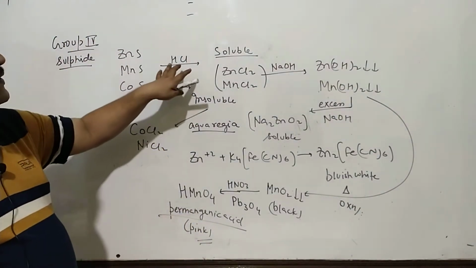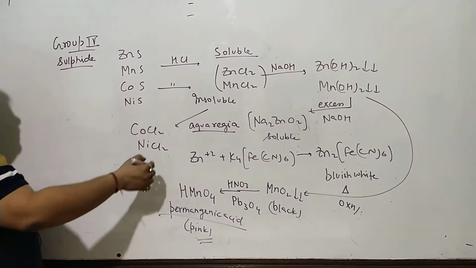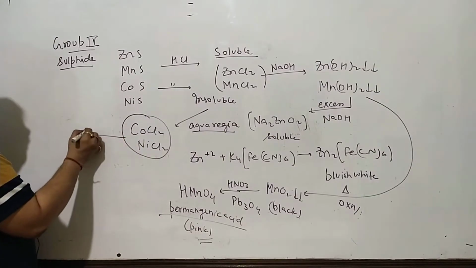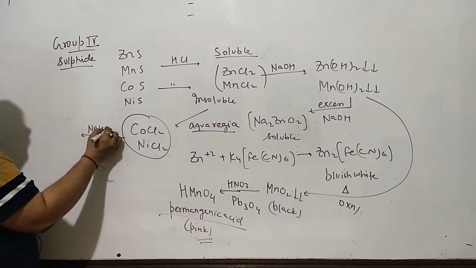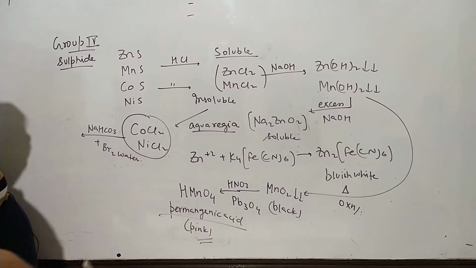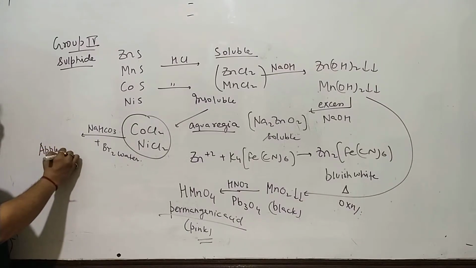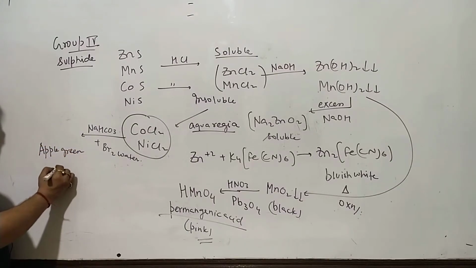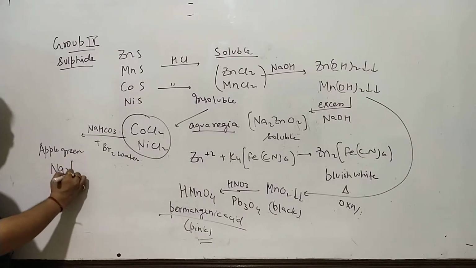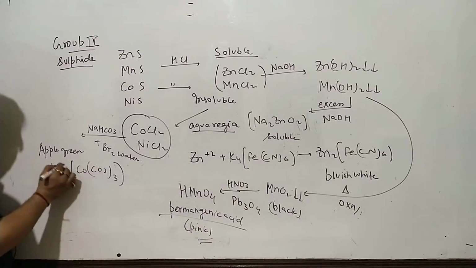What if it was insoluble in HCl to begin with? Cobalt or nickel, dissolve in aqua regia, get the chloride, and between cobalt and nickel, there is a common test. Sodium bicarbonate and bromine water. If you get an apple green solution, then this is sodium cobaltic carbonate.